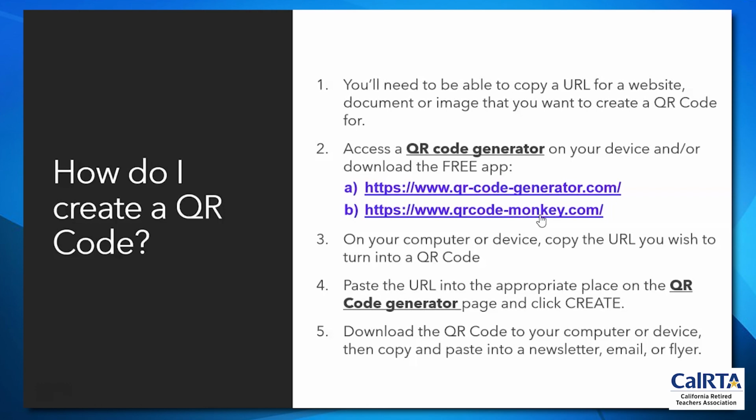So you copy the URL or the web address that you wish to turn into a QR code. You then paste that URL into the appropriate place on the QR code generator page, and you click Create. You then simply download and save the QR code to your computer or your device so you can easily copy and paste it into a newsletter, an email, or a flyer. Now, I'm going to review this process on the next slide.